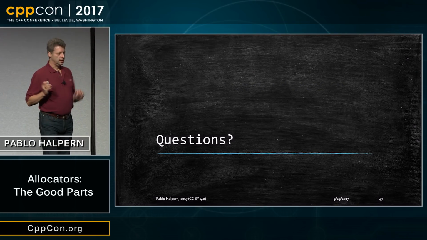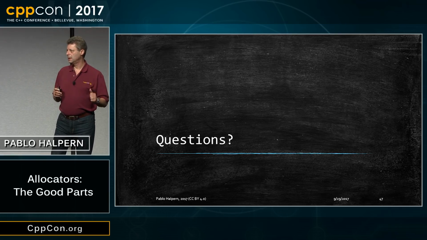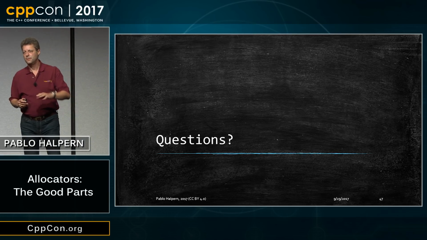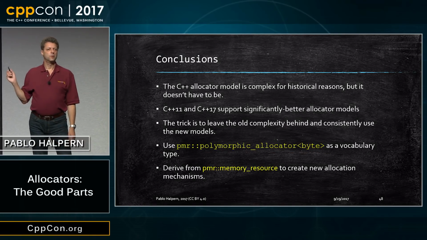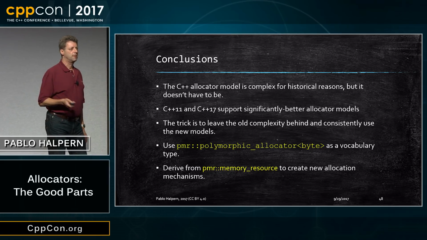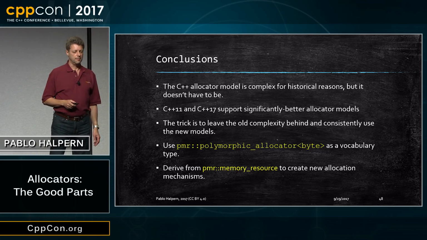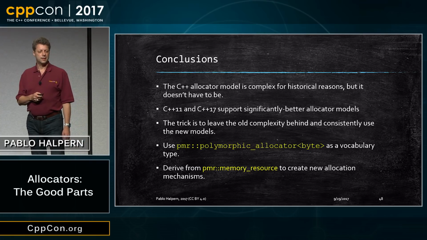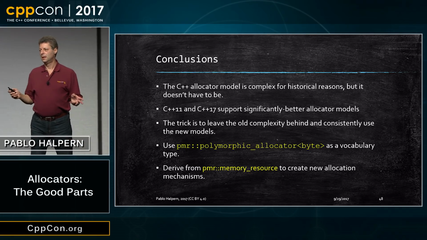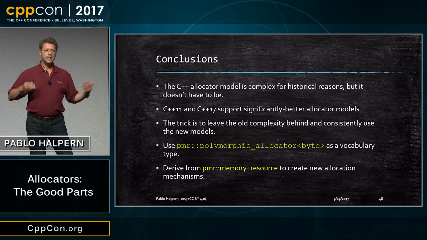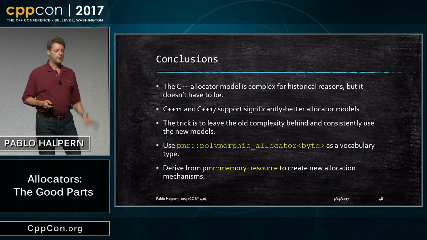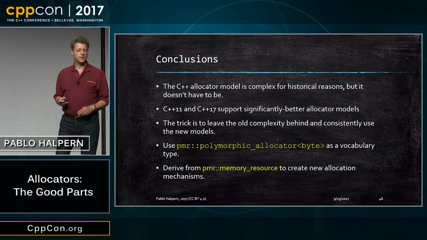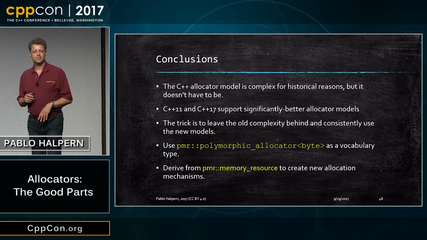So I would normally stop for questions before wrapping up, but we're really kind of out of time, so I'm going to do a conclusion and I'll stay for some questions afterwards. So conclusion. We have historical complexity, but with C++17 features, we can ignore most of that complexity. So the trick is leave the complexity behind and just consistently use the new model. If you need to interface with the old model, you may not be able to completely leave the other complexity behind, but if you stick to polymorphic allocator of byte, then you can assume things, you don't need to use the allocator traits and so on. You derive from polymorphic memory resource to create new allocation mechanisms.